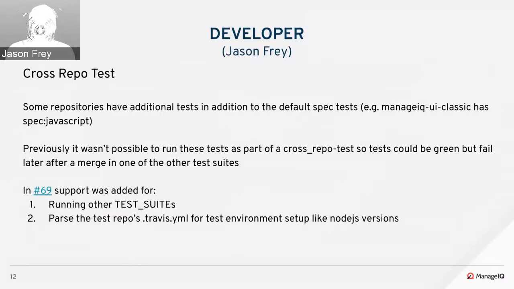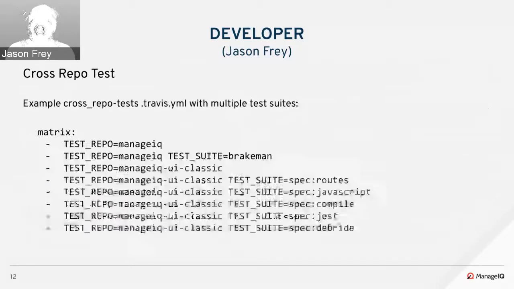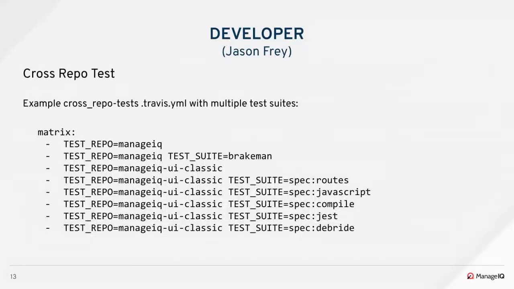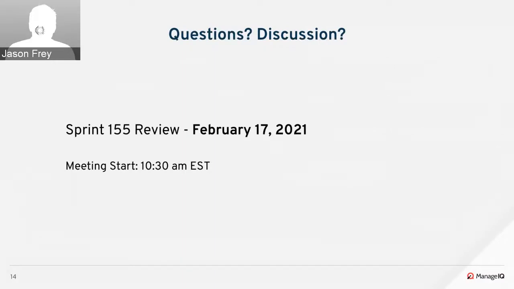So it was really a lot of work and really great, and we should be able to do that with the bot in an upcoming PR. And that's it on the developer side. There's more. Oh, there we go. These are some examples of the matrices that can be generated by passing the test suites. So previously you could only run essentially the Ruby tests. Now you can run any test suite that you need to. I believe that's it.